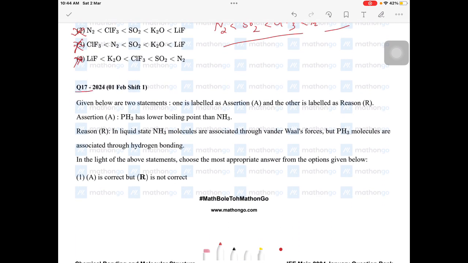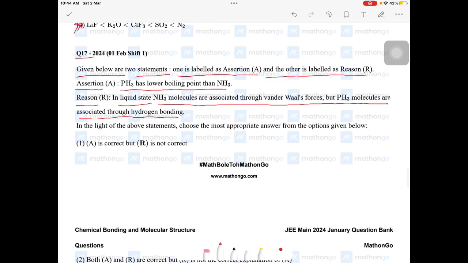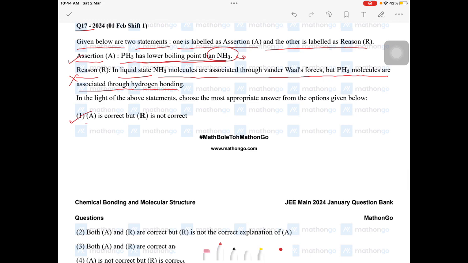Next, 17th question. Given below are two statements. One is labeled as assertion and the other is labeled as reason. Assertion: PH3 has lower boiling point than NH3. Reason: In liquid state, NH3 molecules are associated through van der Waals force, but PH3 molecules are associated through hydrogen bonding. So the assertion is correct, but the reason is wrong. Why? Because when PH3 has lower boiling point than NH3, at that time NH3 should contain hydrogen bonding. That's why option 1 is correct. A is correct, but R is not correct.